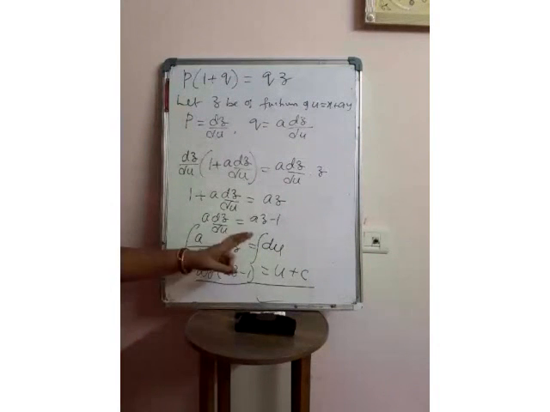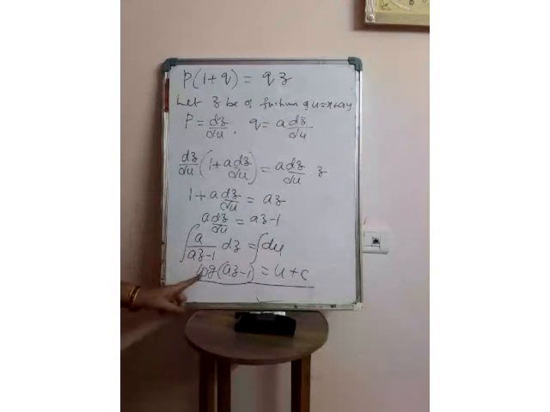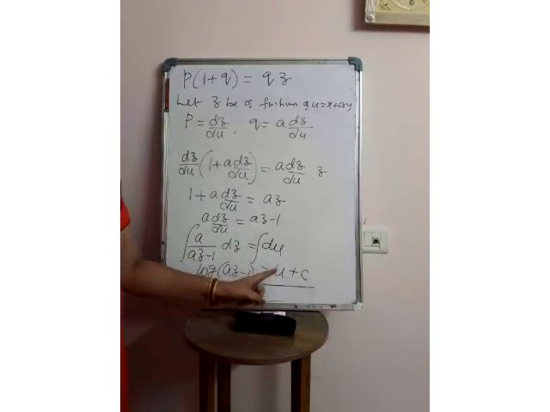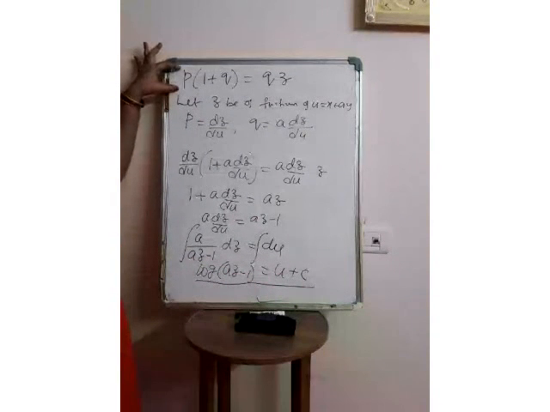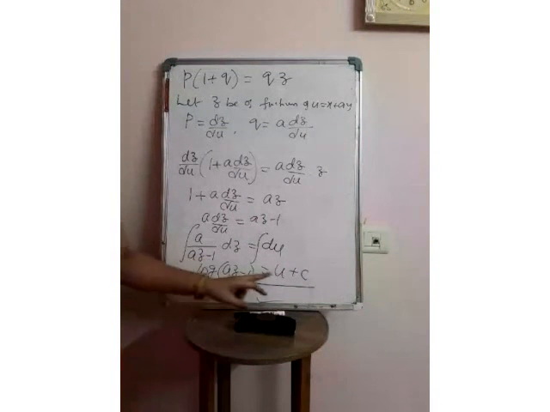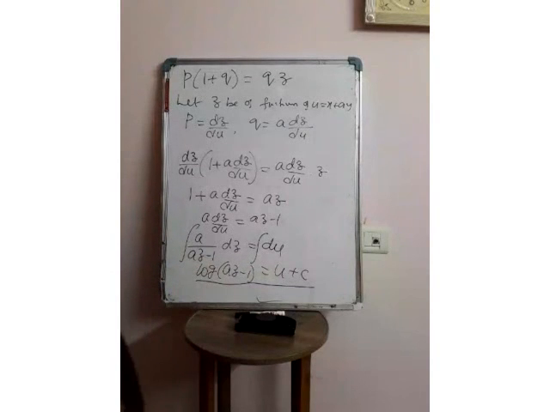Since this is in variable separable form, we integrate on both sides. This is in the form of f dash by f. So this is log(az minus 1) is equal to the integral of du, which is u, plus the integration constant c. So this is a complete solution for this equation. Even in this, you can observe that the solution consists of two constants, a and c. Just take this down, we'll practice some problems related to this model also.